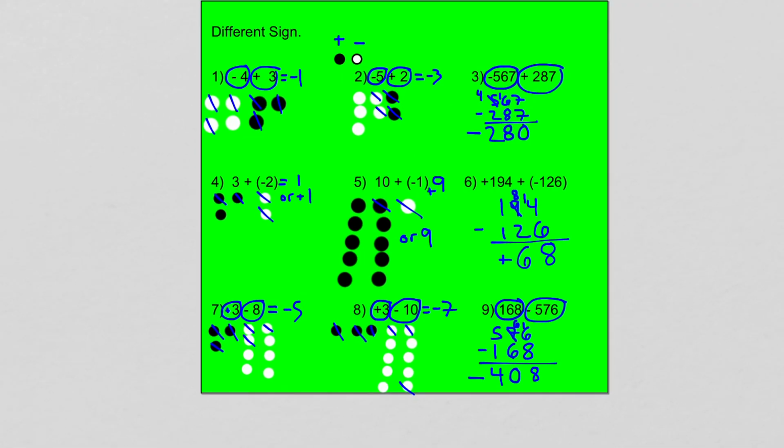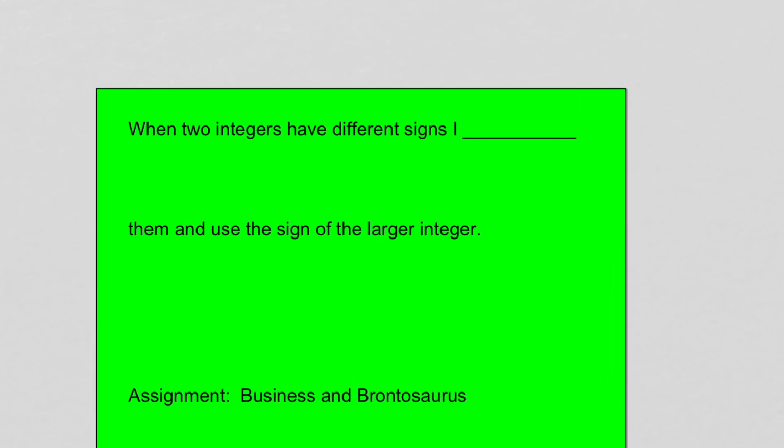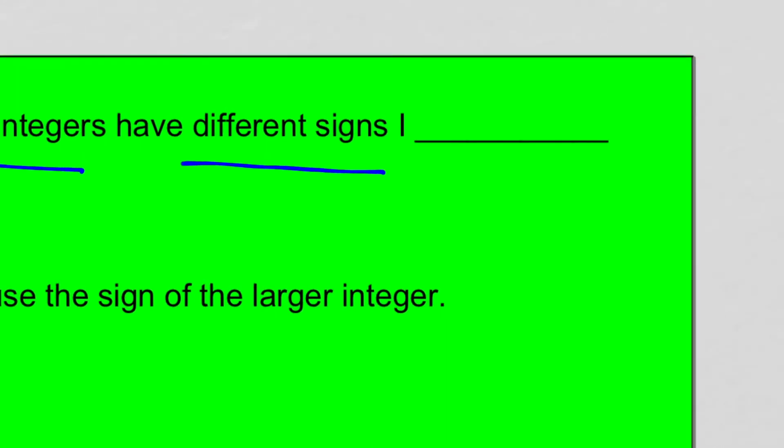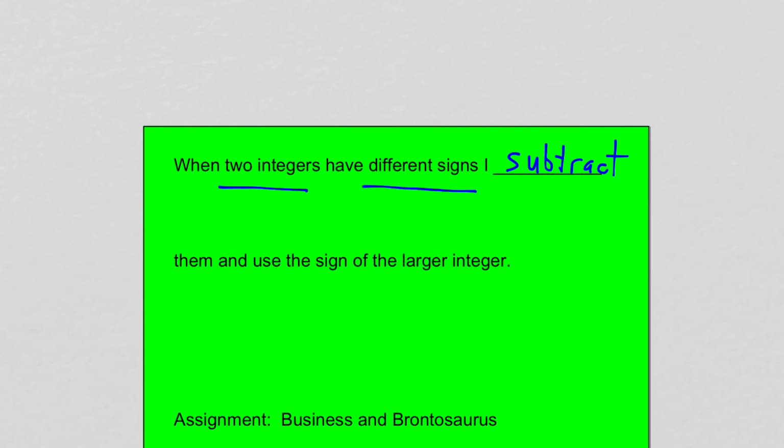So in all of these ones with different signs, we were subtracting. Let's establish a rule. When 2 integers have different signs, so like positive, negative, negative, positive, I subtract them. And I use the sign of the larger integer. So if I have more positives, the answer is positive. If I have more negatives, the answer is negative.